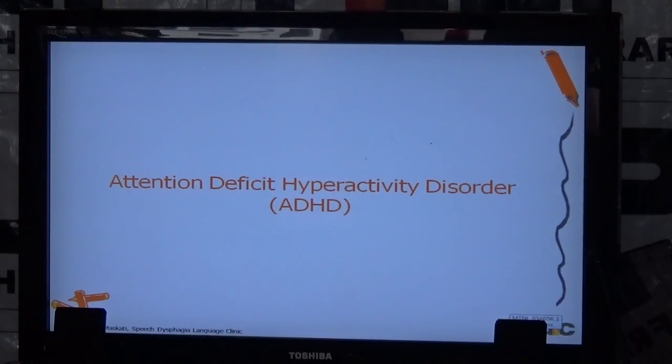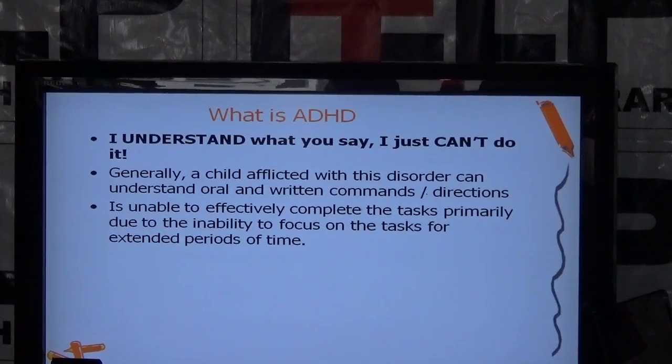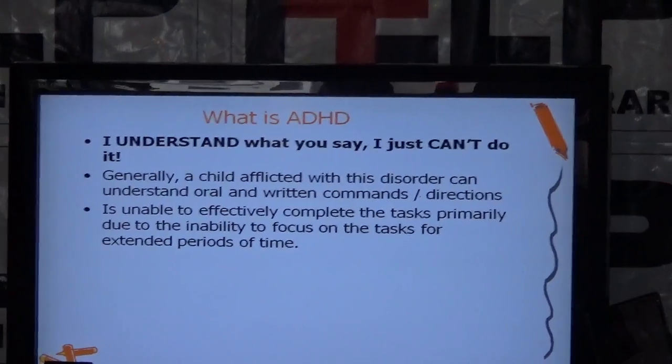Okay, so this one's pretty popularly diagnosed and misdiagnosed. ADHD, or attention deficit hyperactivity disorder: what the child is thinking in their head is, I understand everything you're saying, but I just can't do it, because they cannot pull everything together to focus and do the task they're supposed to do. If you give these children something written, they understand it. Even when you say it orally, they understand it. It's not like they're not. But they can't complete the task because they just can't pull it together for a long period of time.